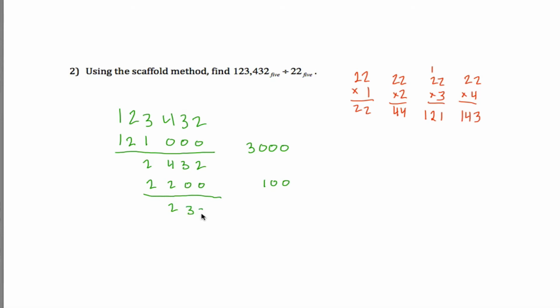If I subtracted, I'd have 232 left over. And then with 232, again, I can get rid of a lot of it by putting down the 2 with 10 after it, so 10 of them. And subtracting, I get 12. And since 12 is less than 22, this ends up being my remainder. And so the answer here will be 3110 with the remainder of 12, and this is all in base 5.